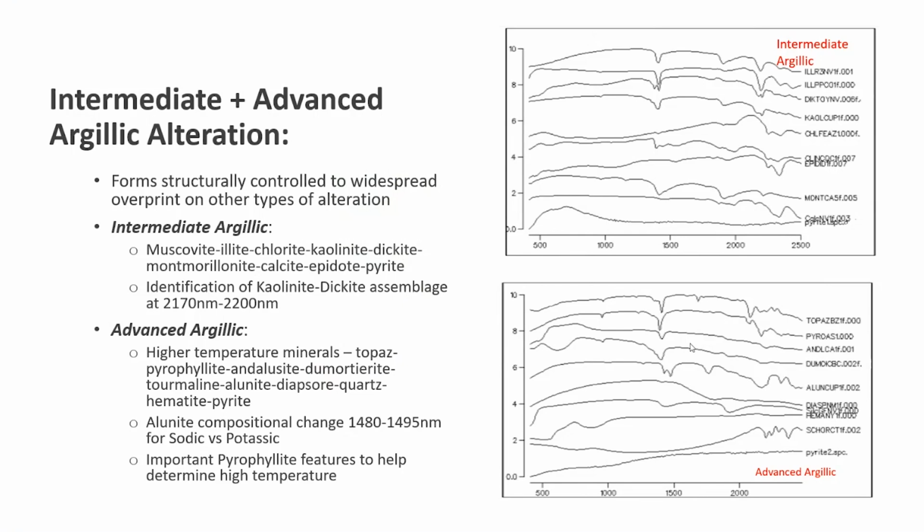Here we can spectrally track the kaolinite and the dickite occurrences with the 2170 nanometer to 2200 nanometer feature, which will actually allow us to see where we are in the intermediate argillic zone. Whereas in that advanced argillic zone, we have very important alunite compositional changes that we can track. So in the spectral data from the 1480 to 1495 nanometer regions, we can identify whether that alunite is a more potassic or a sodic variety, as well as the important pyrophyllite features to help determine that we are in fact in a high temperature setting, which indicates an advanced argillic alteration.